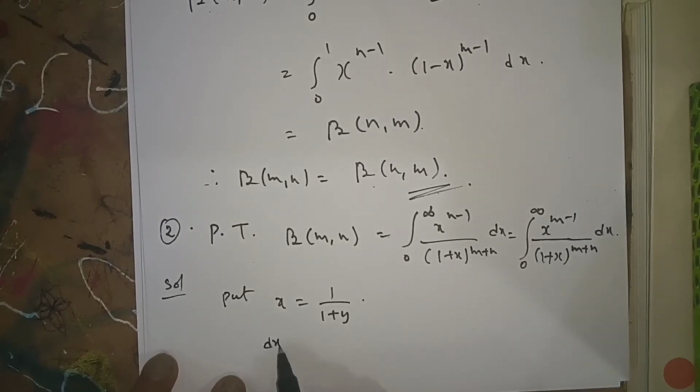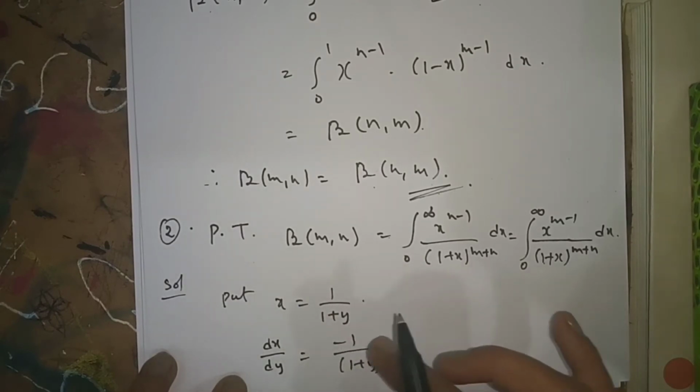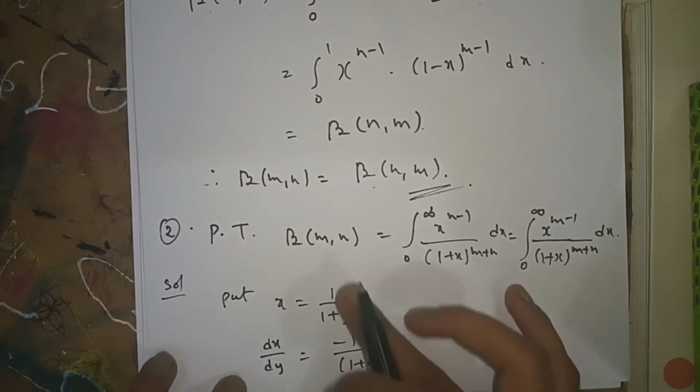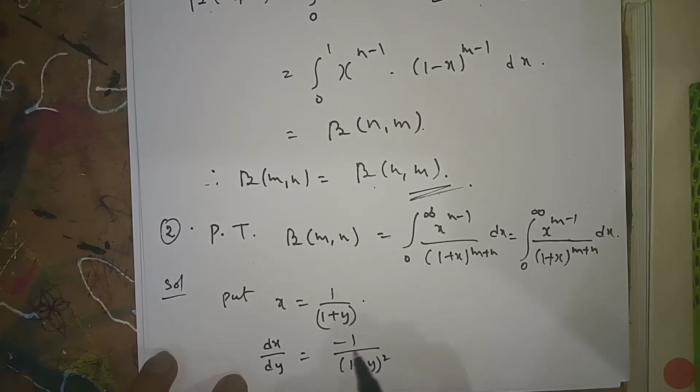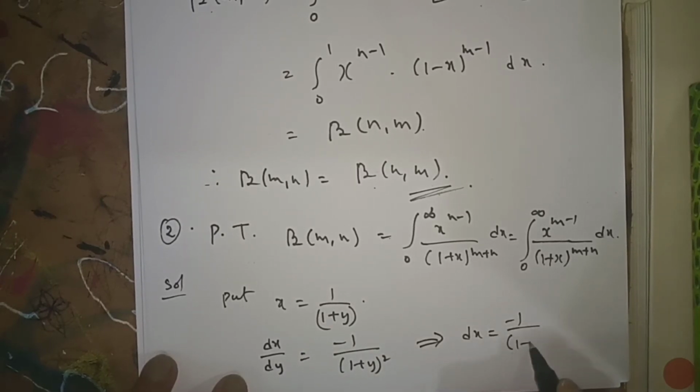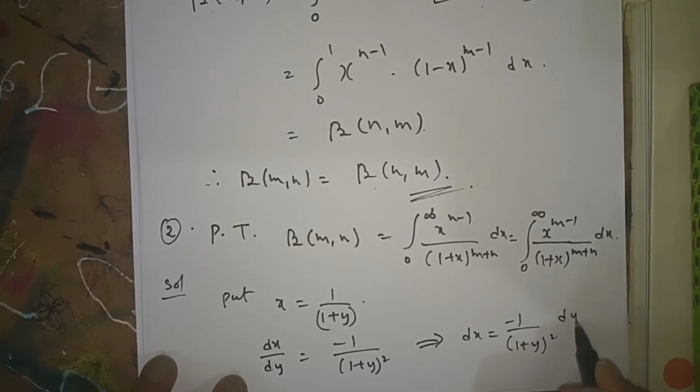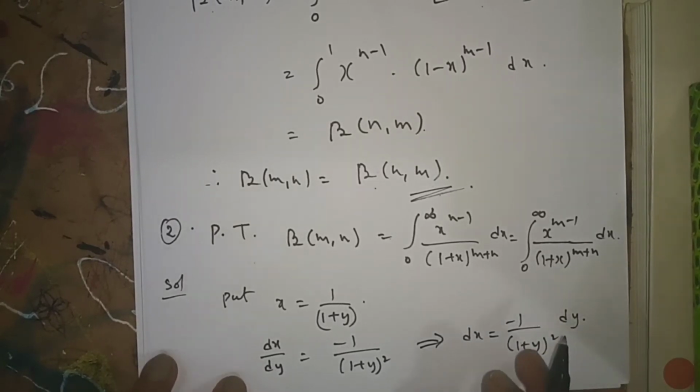Differentiating with respect to y, dx by dy is equal to minus 1 by 1 plus y whole square. This is in the form of 1 by y, and the differentiation of 1 by y is minus 1 by y square. Therefore dx is equal to minus 1 by 1 plus y whole square dy. The dx value we wrote like this.